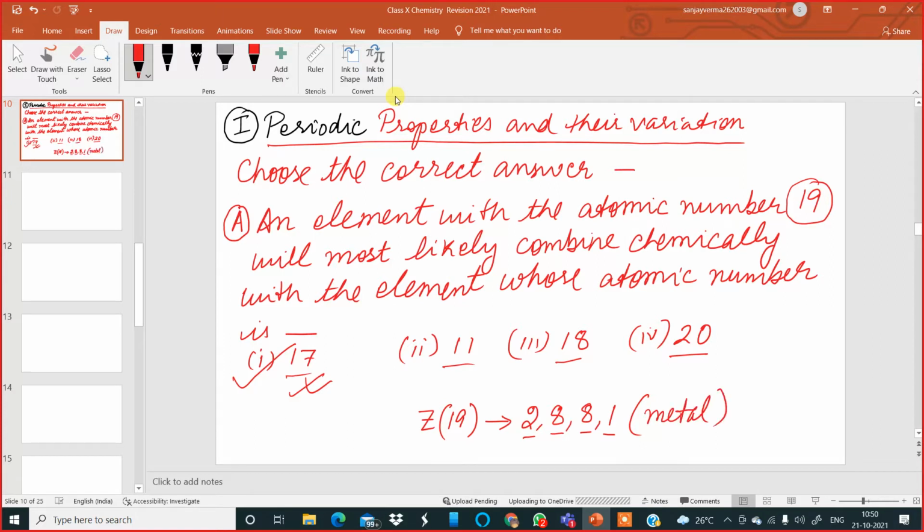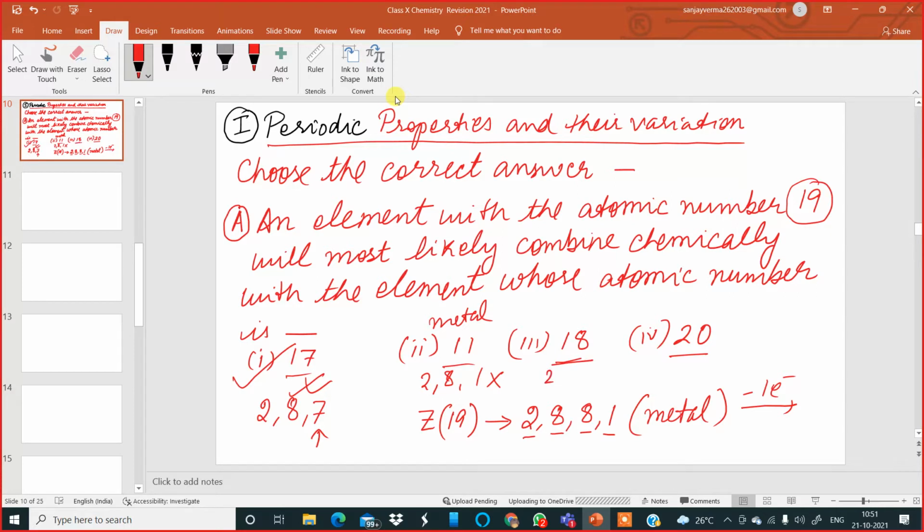Okay? Correct, no? So this is a metal which can easily lose one electron. Now let us check for 17. Its electronic configuration is 2, 8, 7. It can receive one electron. The one with 2, 8, 1 is not possible with this because this is a metal. This is also a metal. This is also a metal. Atomic number 11 is also a metal.